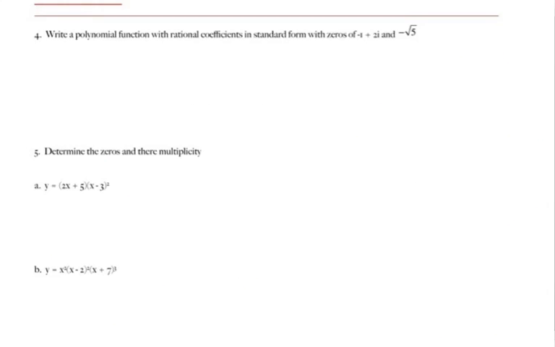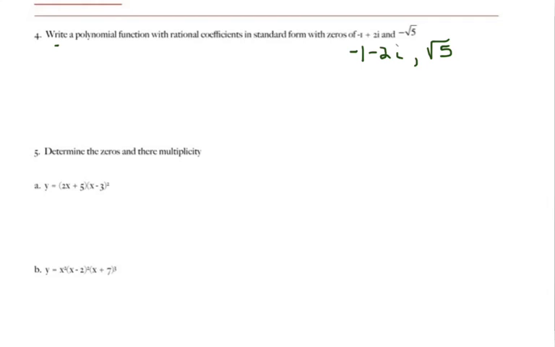Next, page number 4, write the polynomial function with rational coefficients in standard form with those zeros. This is going to be kind of a tough one because if negative 1 plus 2i is a solution, so is negative 1 minus 2i. And if negative root 5 is a solution, so is root 5. So this is certainly going to be a quartic polynomial.